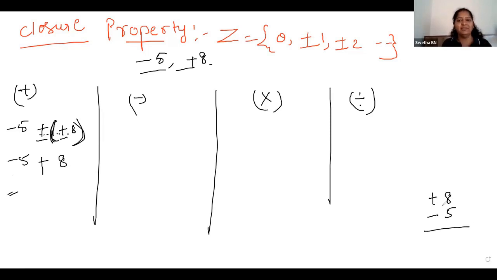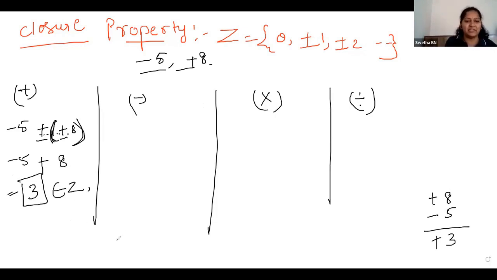Okay, see both are opposite numbers. One is positive, one is negative. So what do you do? Subtract. The bigger number has a plus sign, so it is +3. Does it belong to the group? Is 3 an integer or not? Yes, 3 is an integer, right? So it belongs to Z.